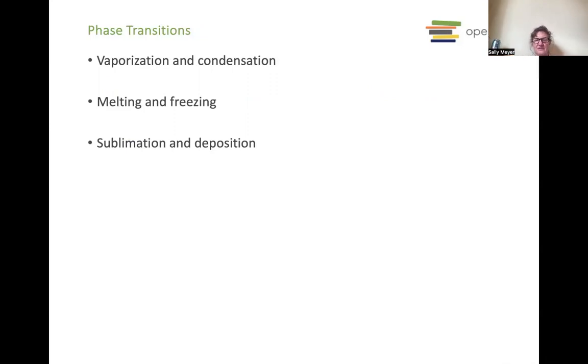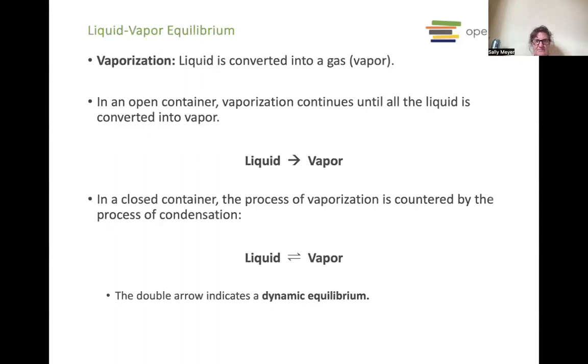They're the opposite of each other. Vaporization is going from liquid to gas. Condensation is gas back to liquid. Melting and freezing: melting is going from solid to liquid. Freezing is going from liquid to solid. And then sublimation and deposition are the opposite, in that sublimation takes you from solid straight to gas, and deposition takes you from gas right back to solid.